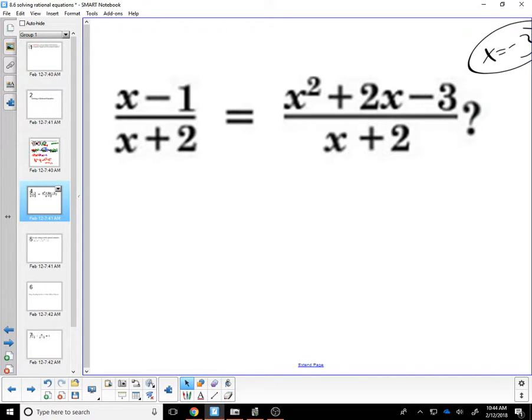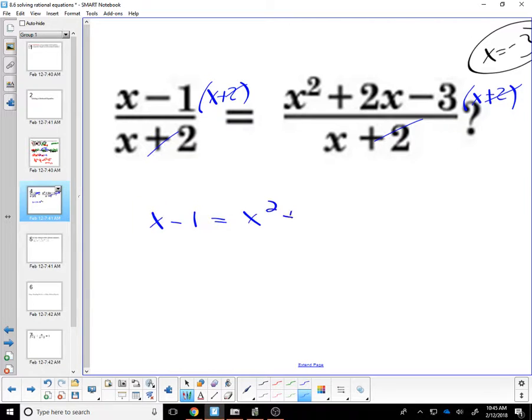X plus 2 is obviously my LCD. I'm going to multiply both sides by x plus 2, because check out what happens. Pop, pop. So I end up with x minus 1 is x squared plus 2x minus 3. So I've got this. I want to make sure I get everything to one side.